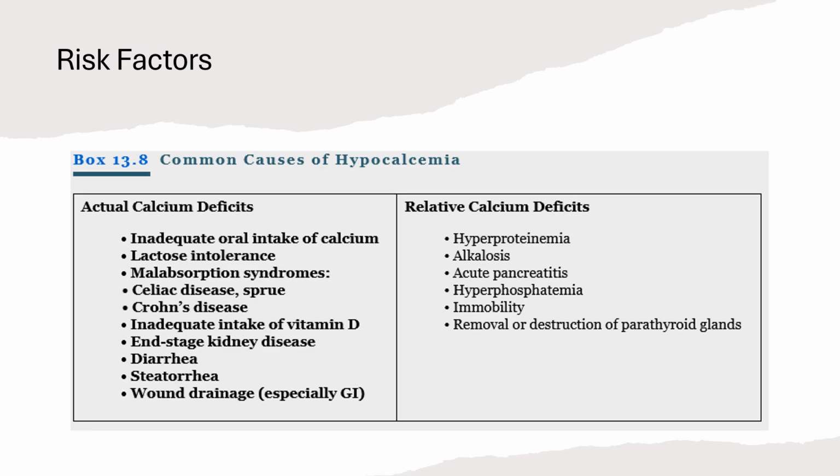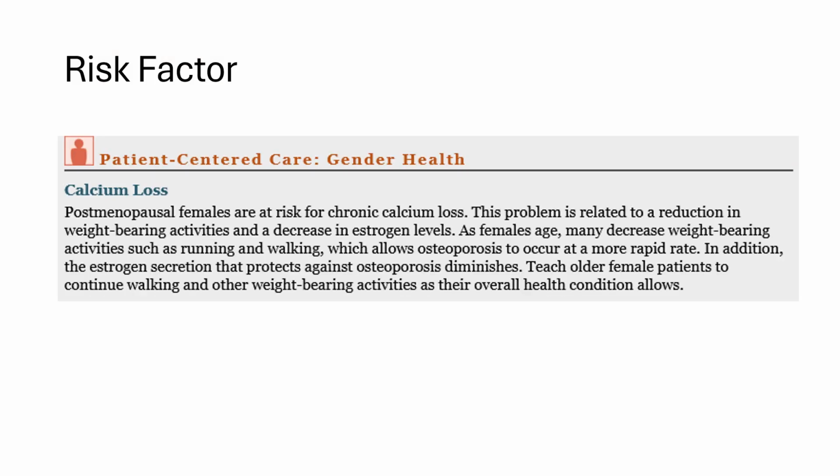So here's where I was talking about in your book. All these little boxes are very helpful because we've got our risk factors here that show actual calcium deficit versus relative calcium deficits. Another thing to look at is this patient-centered care. For this one, it's the gender health, and what it says is postmenopausal females are at risk for chronic calcium loss. This problem is related to the reduction in weight-bearing activities and a decrease in estrogen levels.